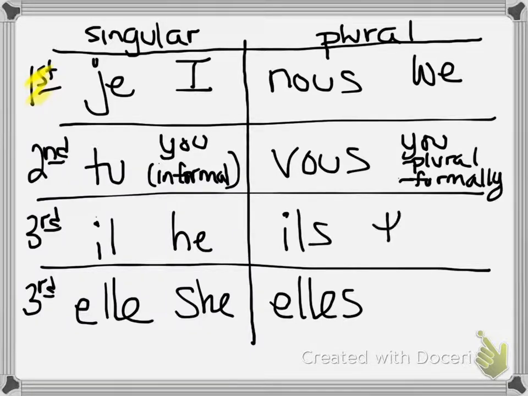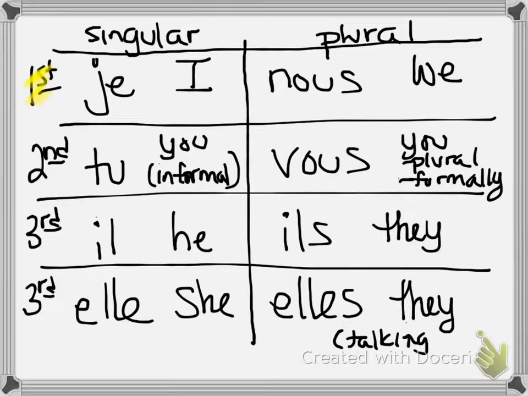Il and elle both mean they, okay? So when you're using it, how do you know when to use il and when to use elle? Well, elle singular is she, elle plural is they, and you're going to use elle plural when you're talking about something or someone that's females or feminine, okay? And we'll talk more about that later on. So we'll use it talking about girls or females, okay? Il, they, this is going to be when you're talking about males.